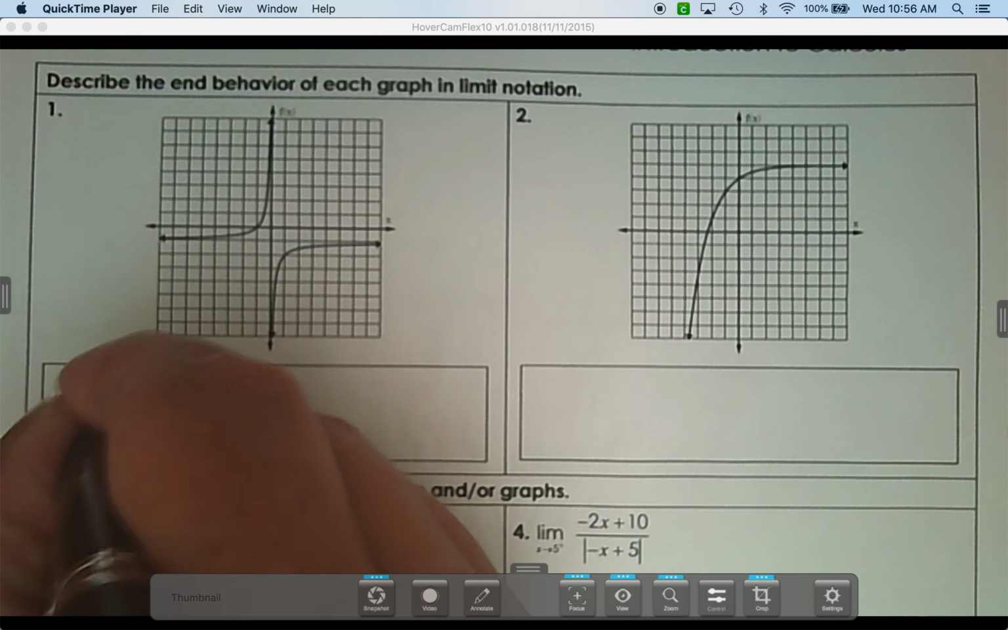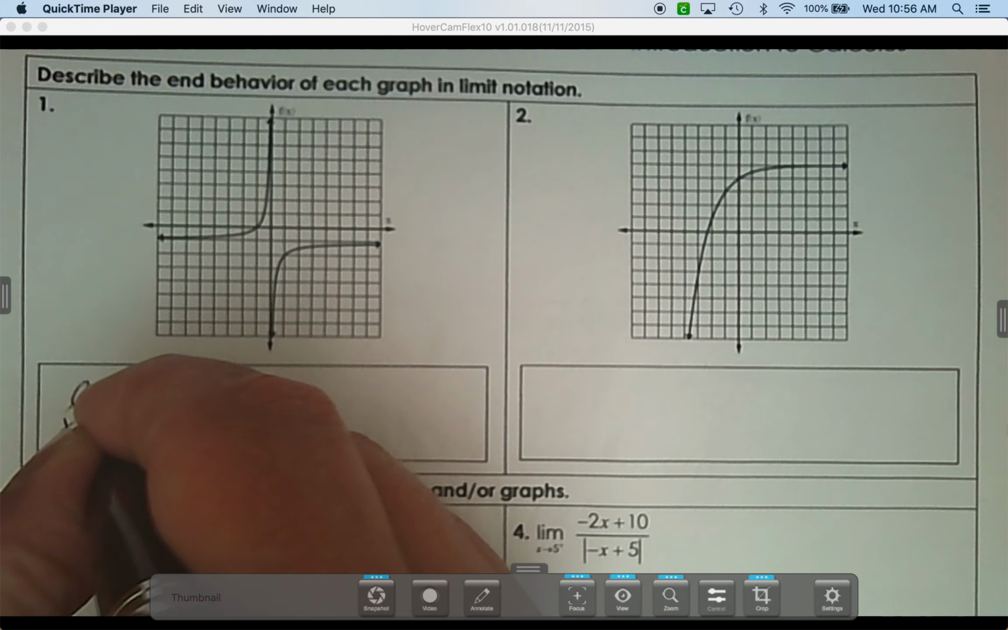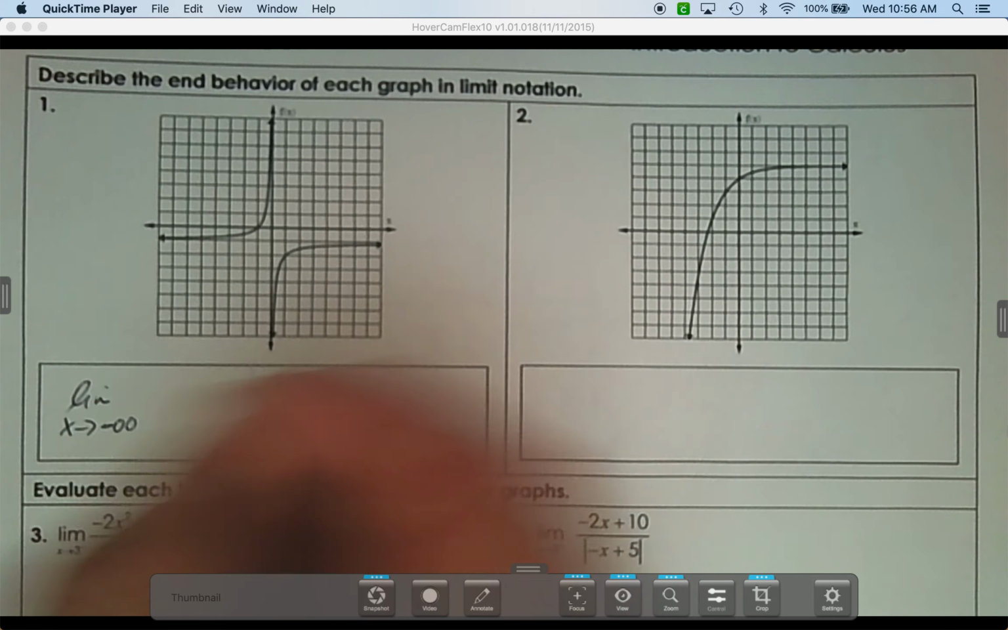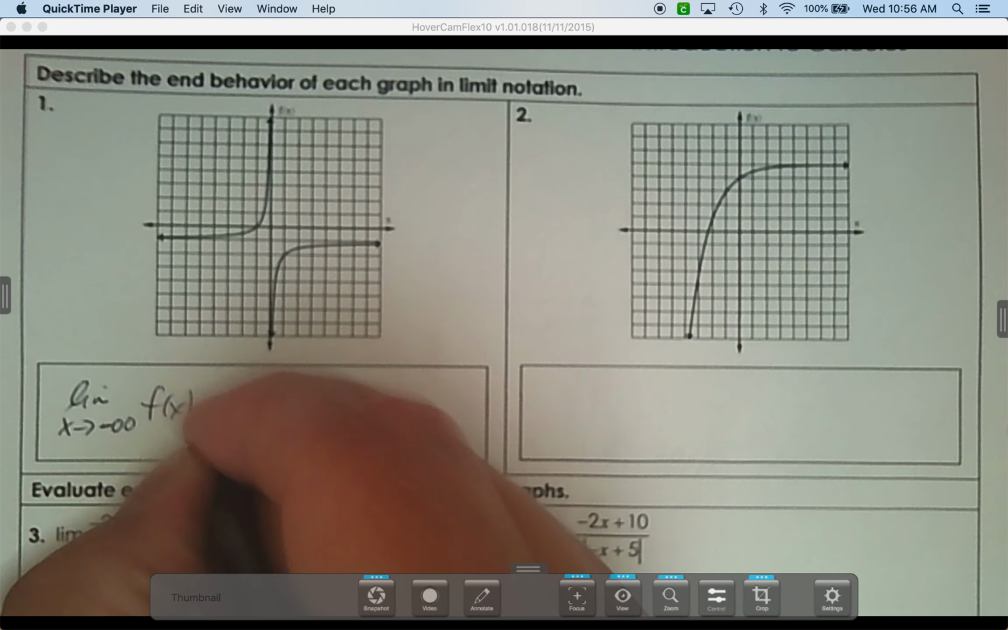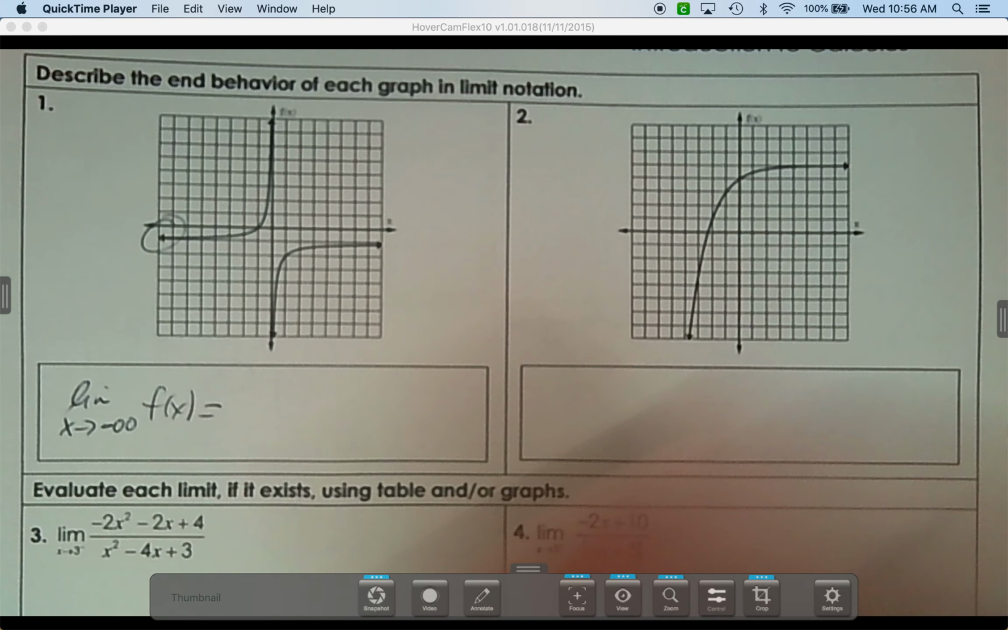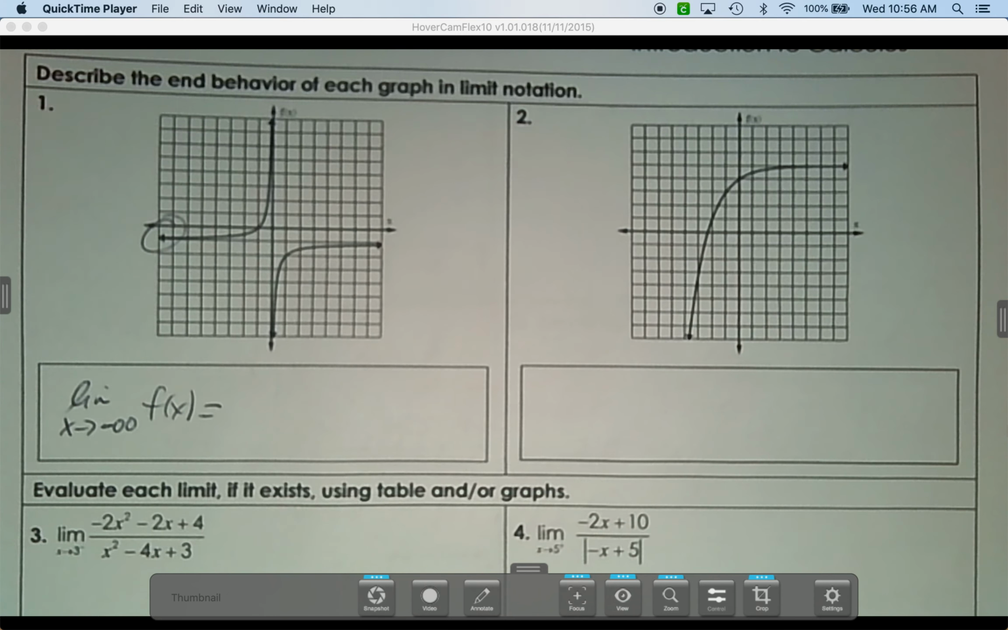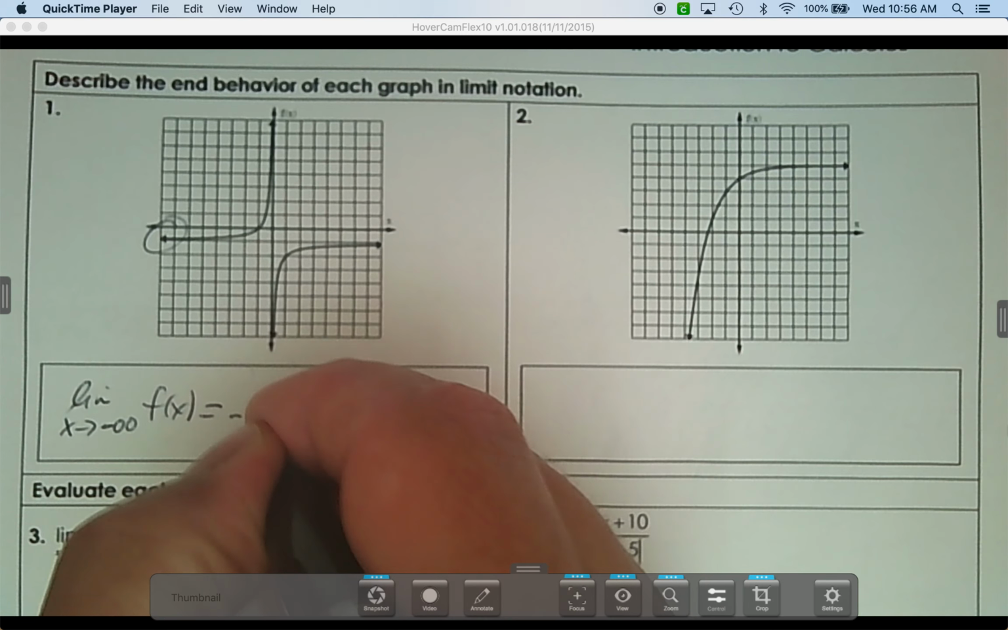So the one end behavior, the limit as x approaches negative infinity. Order doesn't matter. If you did positive infinity first, that's fine. Of f at x equals. So where's the left end going? Notice it's horizontal there. At what y coordinate is it getting closer and closer to? So the answer is -1.